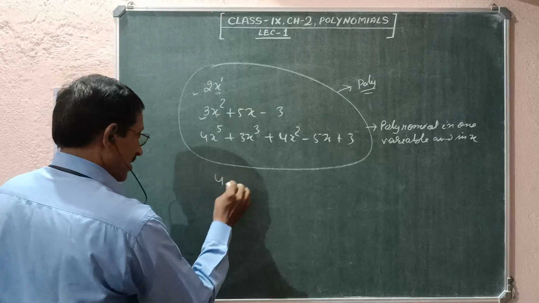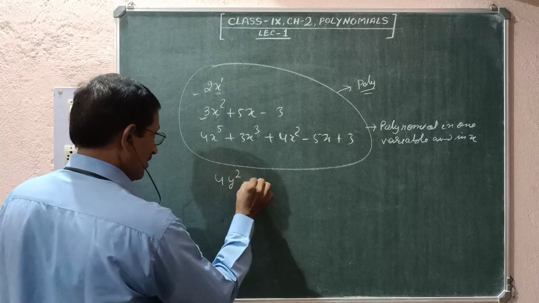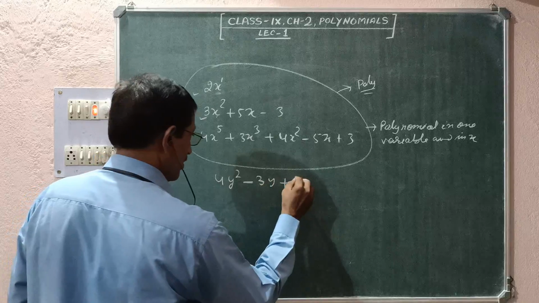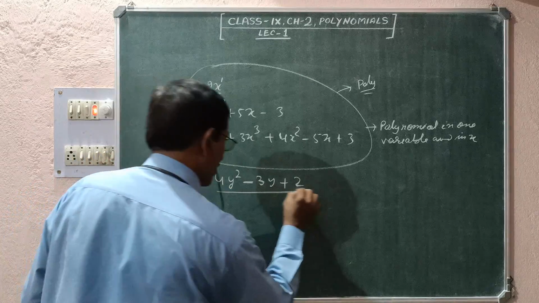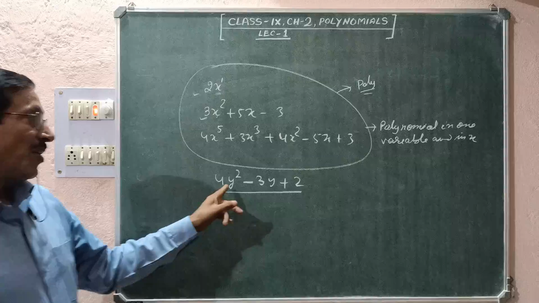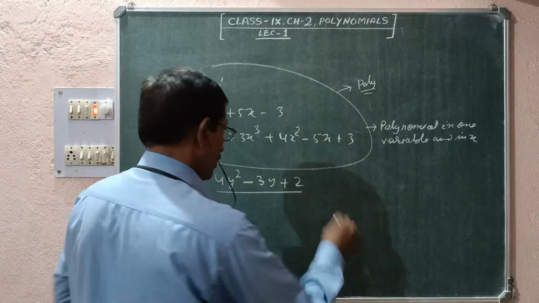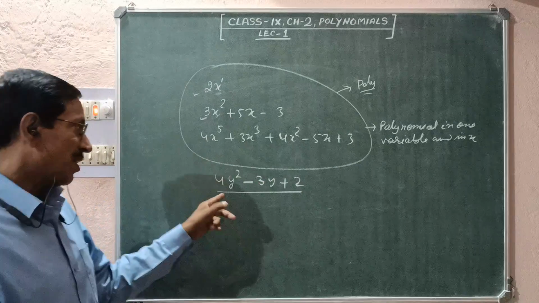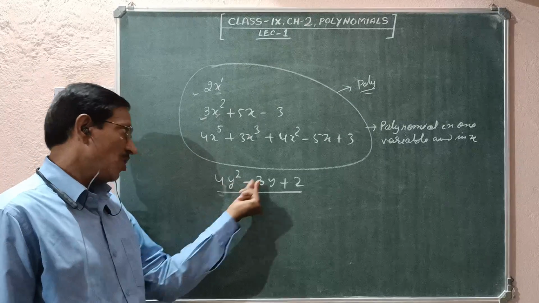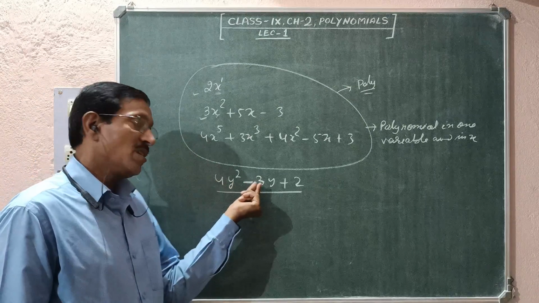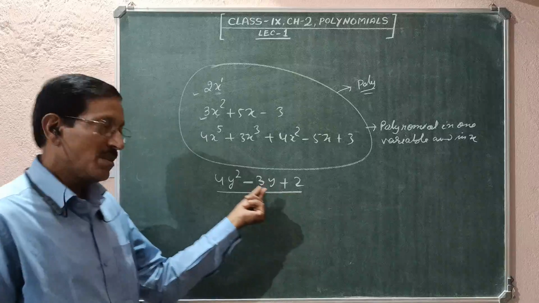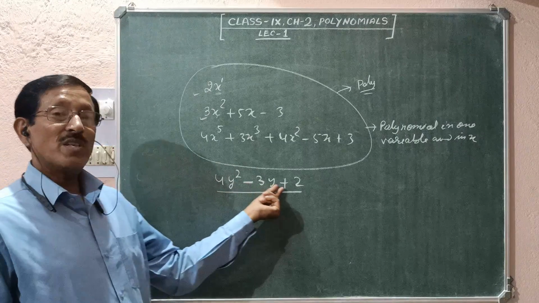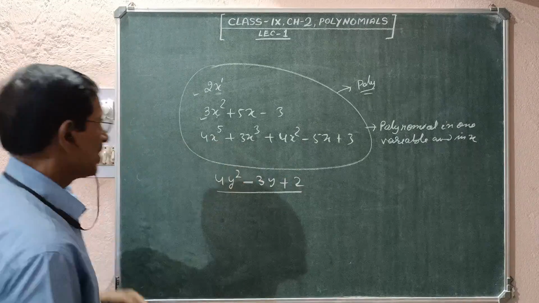Suppose we write like this: 4y square minus 3y plus 2. This is also a polynomial, but this is a polynomial in y, because the variable is only one variable. So this is a polynomial in one variable. Also it is known as polynomial in y.